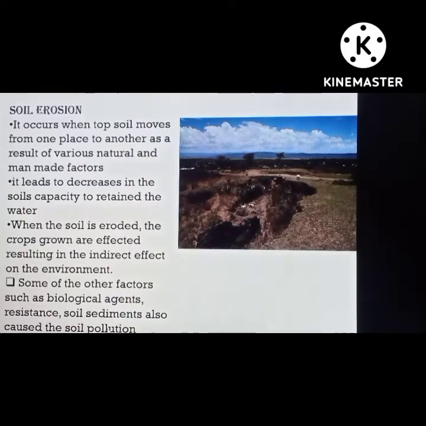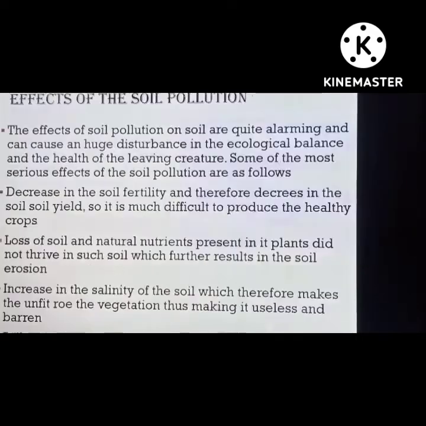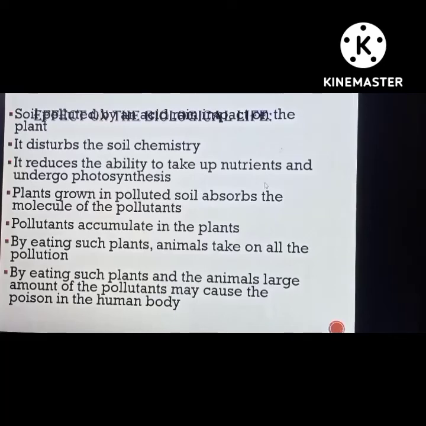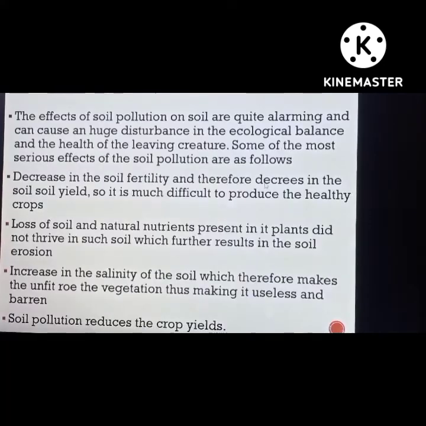Now, what are the effects of soil pollution? The effects of soil pollution are quite alarming and can cause a huge disturbance in the ecological balance and the health of living creatures. Some of the most serious effects of soil pollution are as follows: decrease in soil fertility and therefore decrease in soil yield. So, it is much more difficult to produce healthy crops.